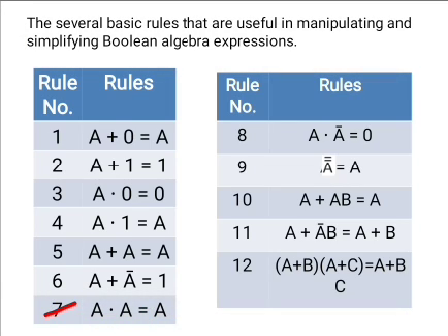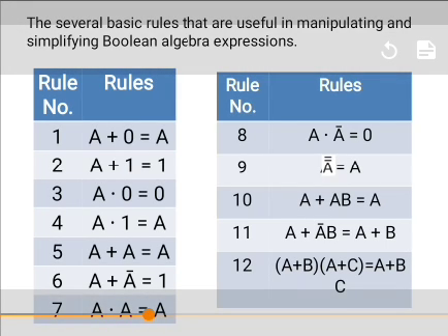A into a equals a. In this, when a equals 1, that means 1 into 1 equals 1. And when a equals 0, 0 into 0 equals 0. So, a into a equals a. Next, the eighth one.